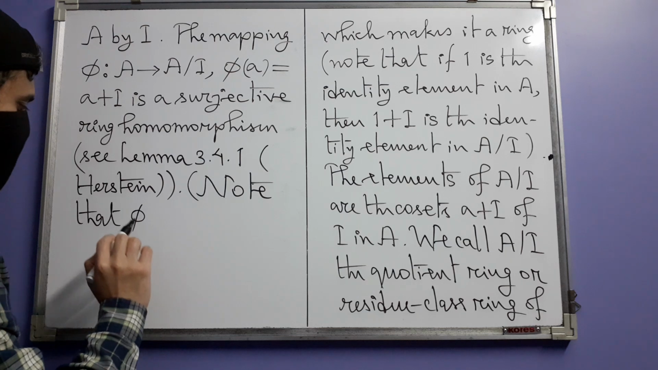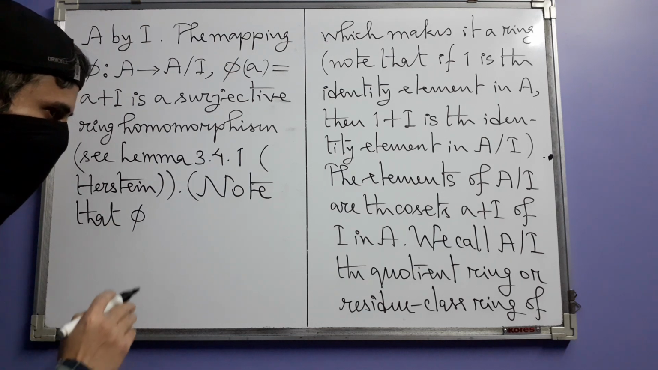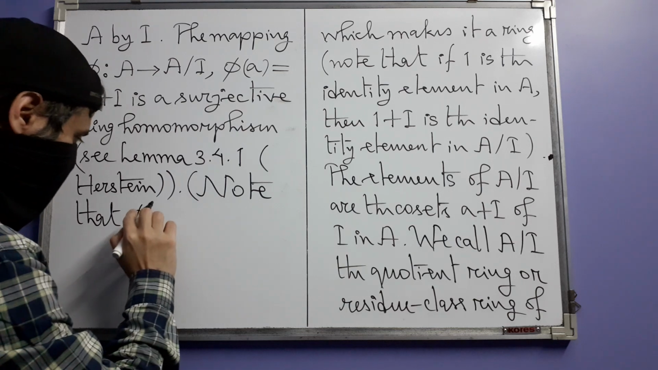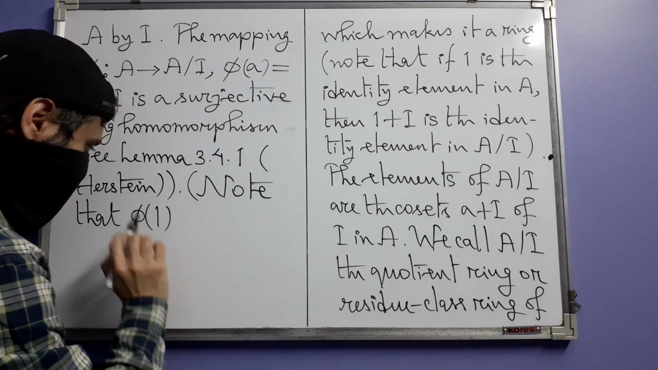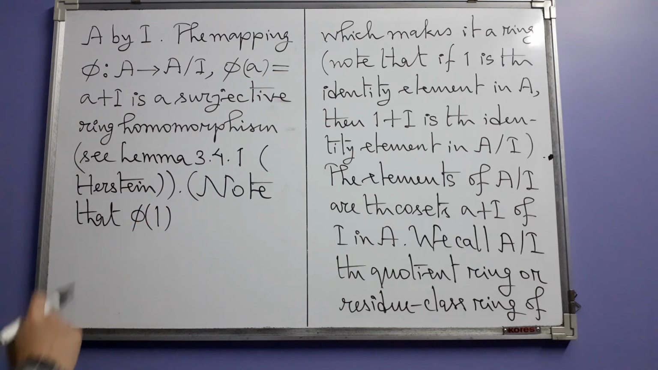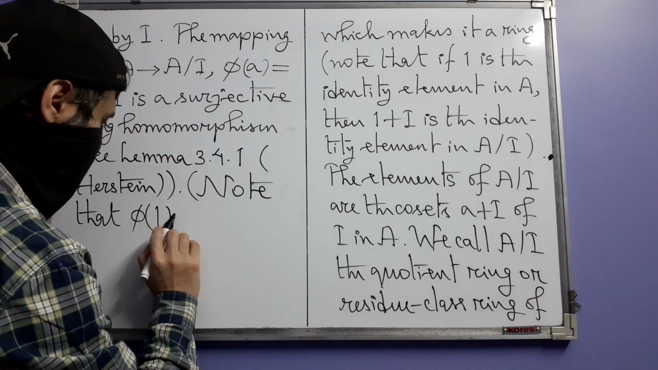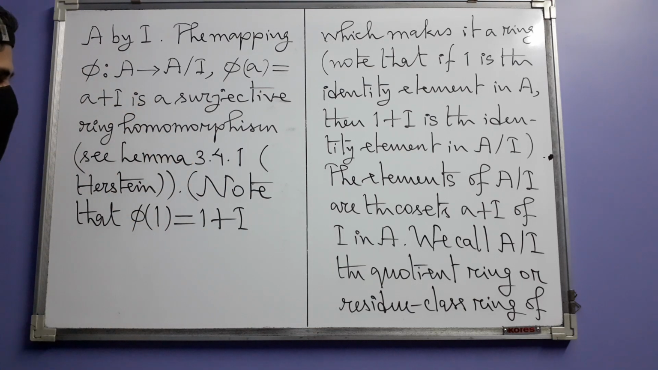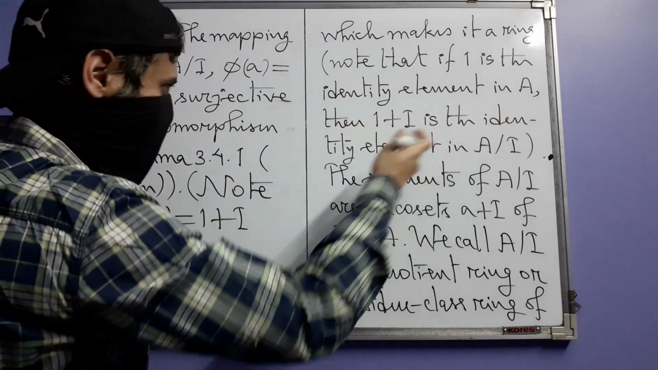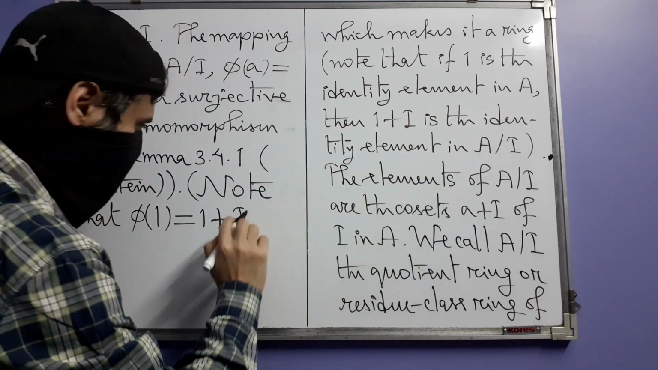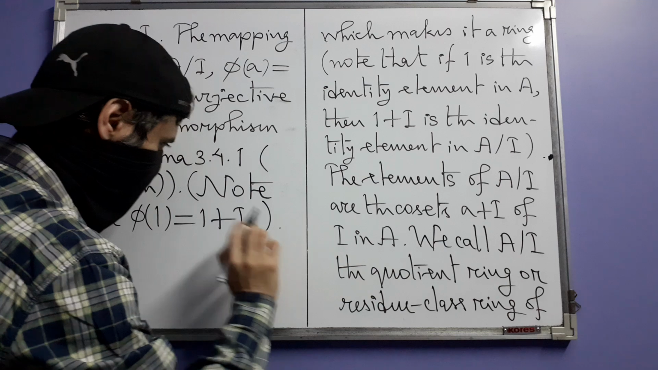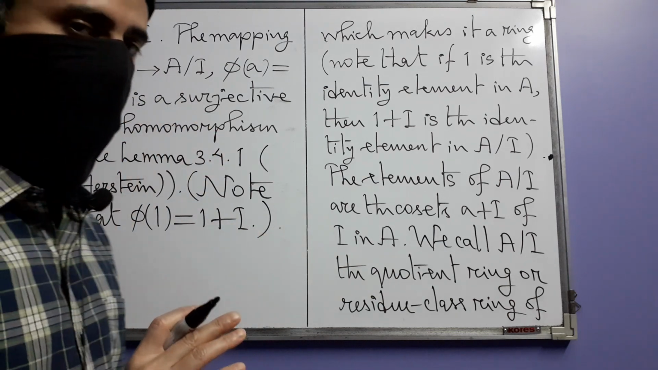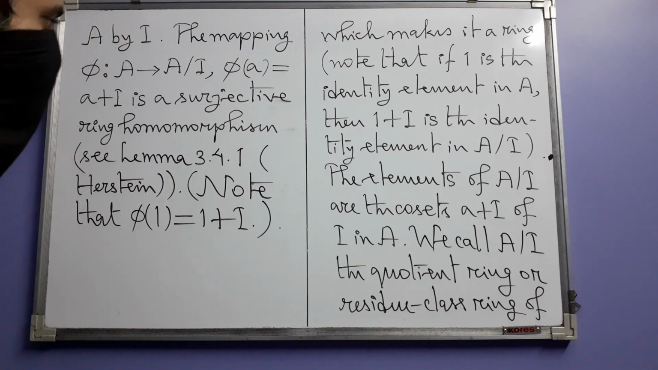So you just have to check whether phi maps the identity element of A onto the identity element of A/I. Let's call the identity element of A 1. Then by the definition of phi, this is 1 plus I. But 1 plus I is the identity element of A/I. So that is why it's okay to call it a ring homomorphism in our sense. It's a surjective ring homomorphism.